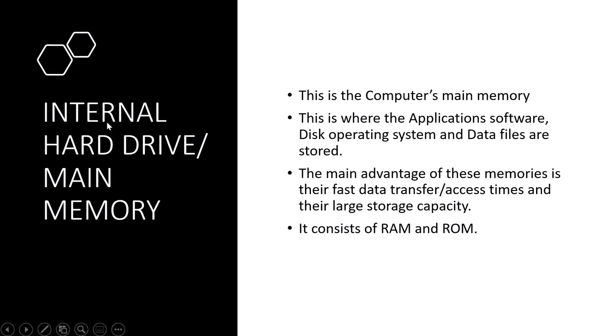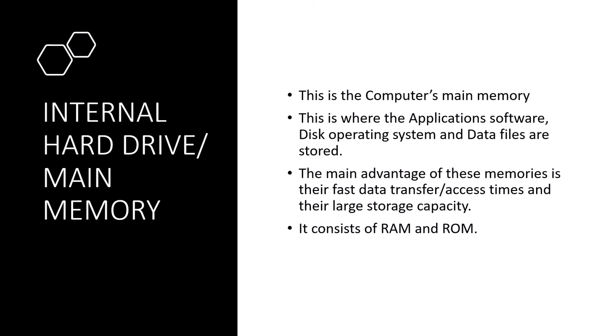Then we are looking at the internal hard drive or main memory. This is the computer's main memory. All the software we were talking about earlier and all of the files are stored here. The main advantage of your internal hard drive is that it has a very fast data transfer and access time. This means, for example, when you try to open a file, does it take forever to load? It pops up from the CPU and the memory right onto your screen, right? This is the fast transfer and access time.